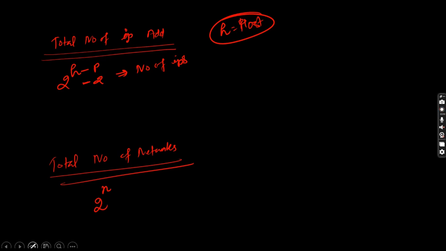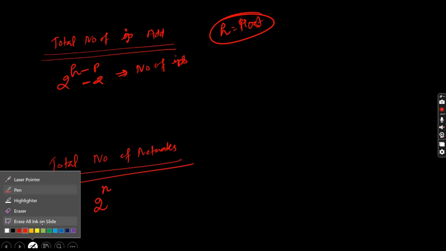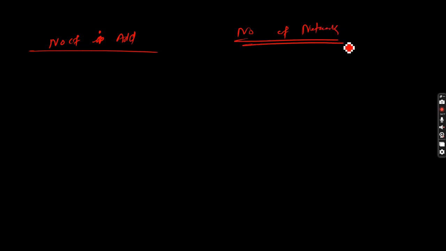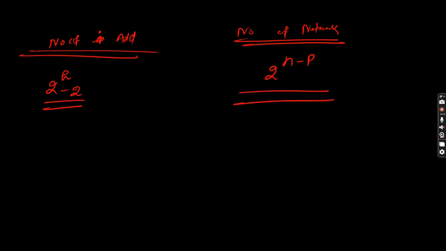Okay, sorry guys, I am taking my words back. This is my bad, it is not a correct option, sorry. To calculate the number of IP addresses and the number of networks, this is the formula: 2 power h minus 2 is going to be your total number of IP addresses, and 2 power n minus priority bit is equal to your total number of networks. This is the formula.